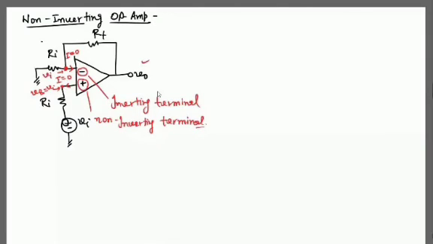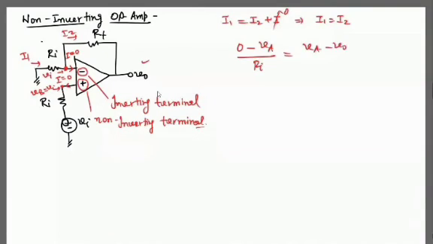Okay, so suppose this is current I1 and this is current I2. If we apply KCL, it will be I1 equals I2 plus I, and this current is 0. So I1 equals I2. And what is the value of I1? This is 0 minus VA over Ri equals VA minus V naught upon Rf, and VA is VI. Vi over Ri equals Vi over Rf minus V naught over Rf.